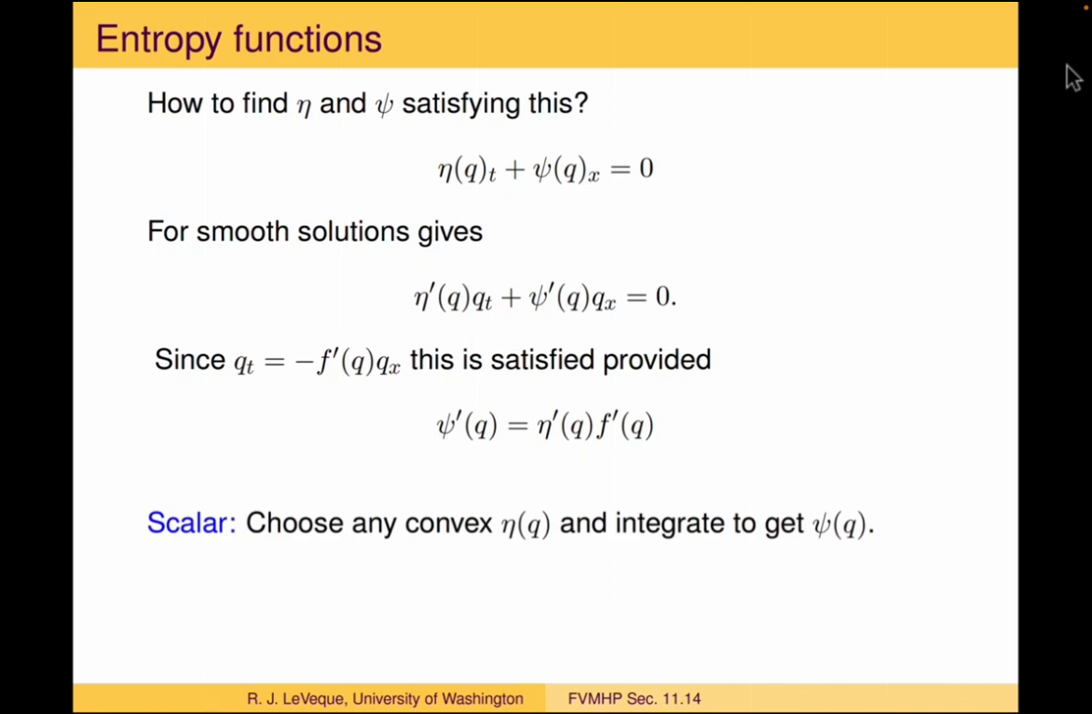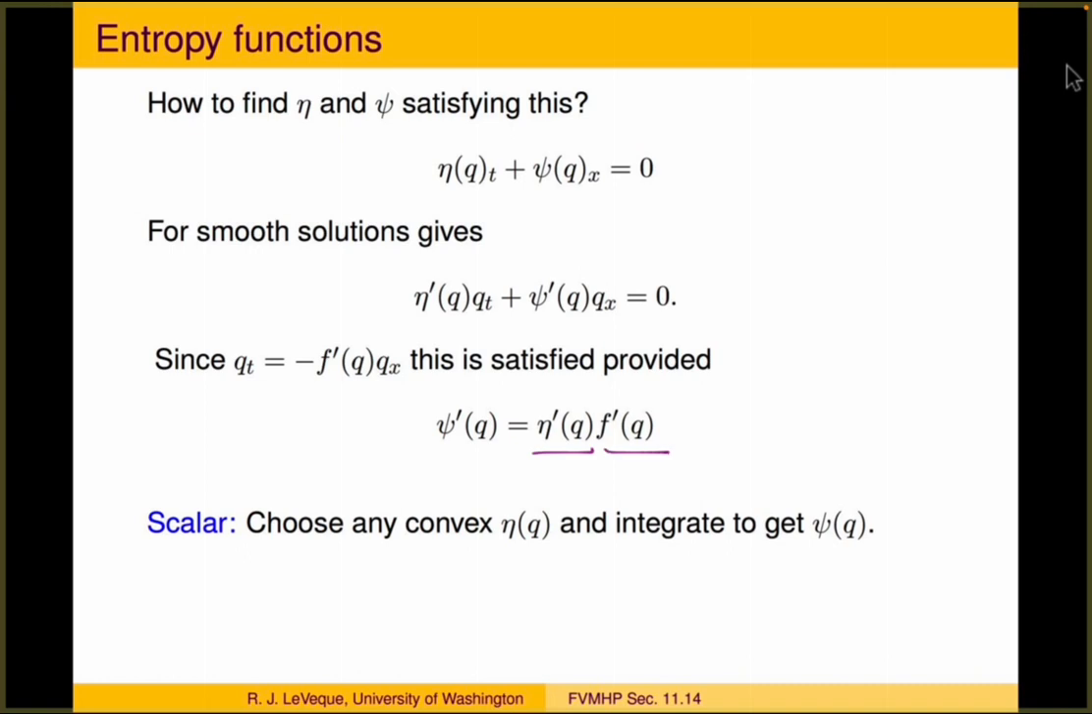And so for at least a scalar problem, it's easy to find convex entropies and the corresponding entropy flux. All you have to do is choose any convex function eta of q, whose second derivative is positive, and once we know eta of q, we can calculate eta prime of q. We already know the flux f from our original equation, so compute f prime of q. That gives us the right-hand side, and then we can integrate psi prime in order to get the entropy flux psi.